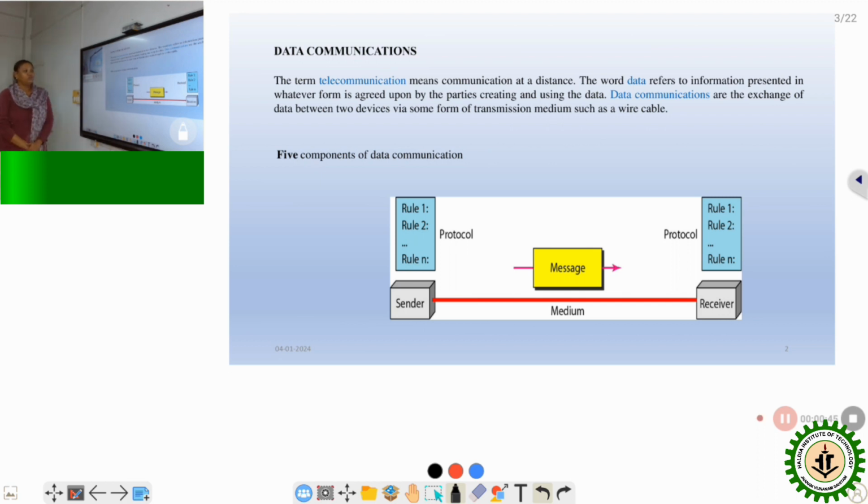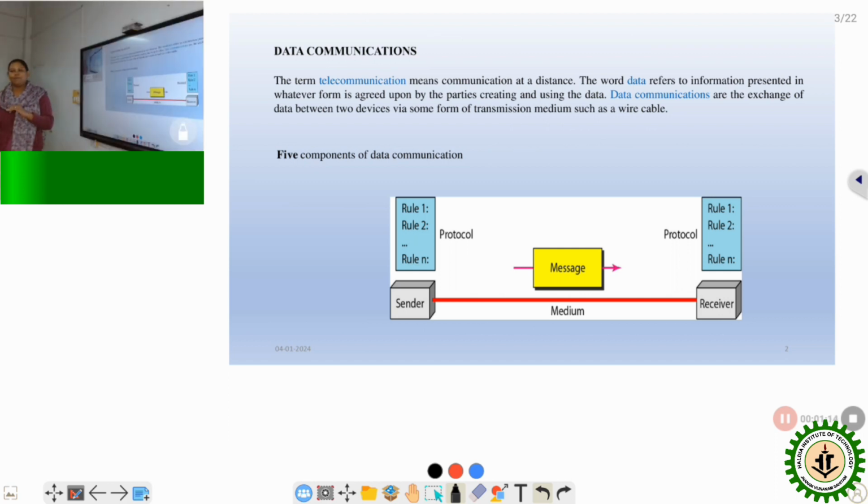Here there are actually two words: one is data, one is communication. First, what is communication or telecommunication? The term telecommunication means communication at a distance. That is, when two devices or two nodes or two people, two entities, at different places communicate, it is called communication or telecommunication.